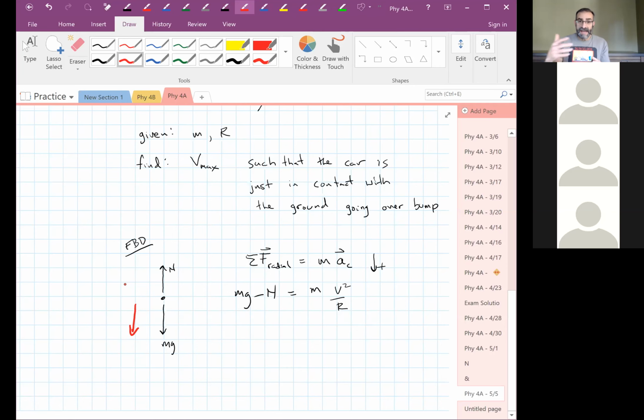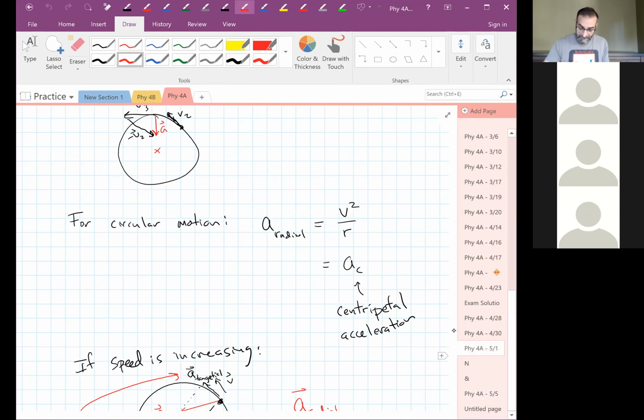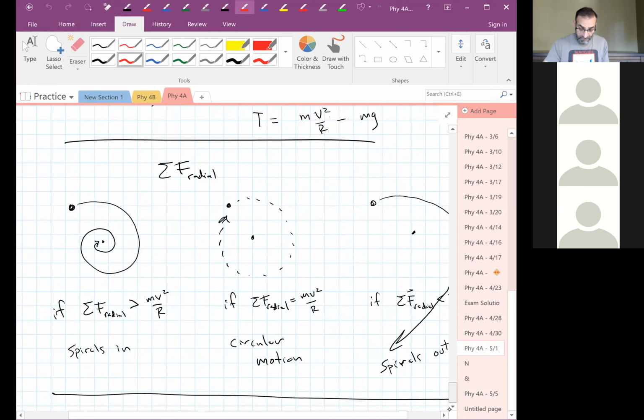So if I try to go faster than that, what's going to happen to the car? It's going to sail off the hill there. It's going to become airborne. We don't want that. It's going to spiral out, right? Remember, we talked last time about the force. Yeah, this is from last time.